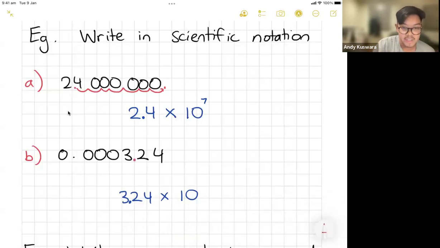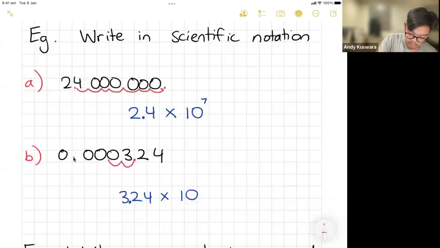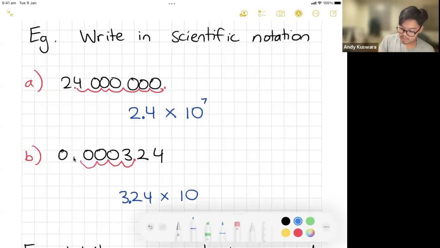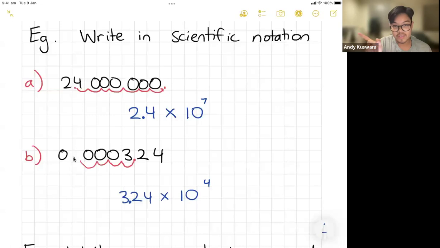Okay, now same deal. I'm going to put the decimal place here, and I can see that my new decimal place is all the way over here. So I'm going to see how many spaces I need to move. I'm counting 1, 2, 3, 4. And I can see I need to move 4 spaces to the left. So that means it's going to be to the power of 4, but I'm not moving in the same direction. Before I was moving to the right, now I'm moving my decimal place to the left.